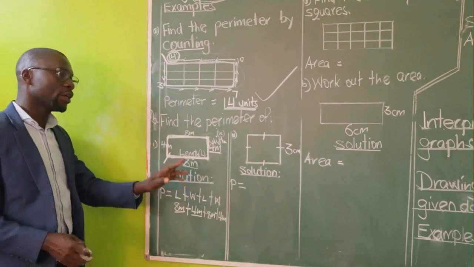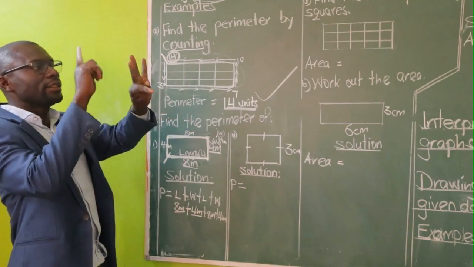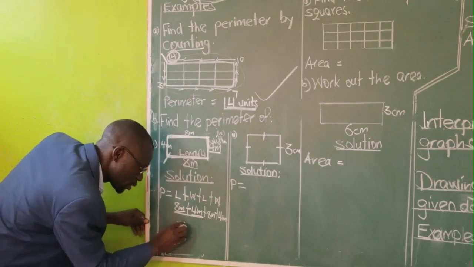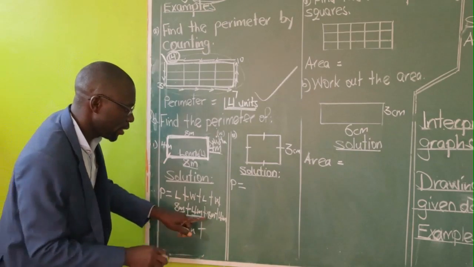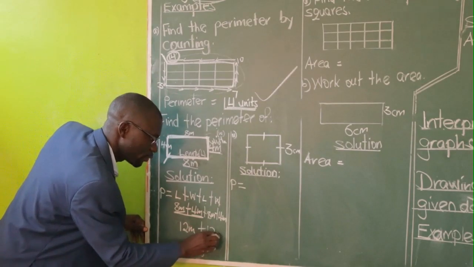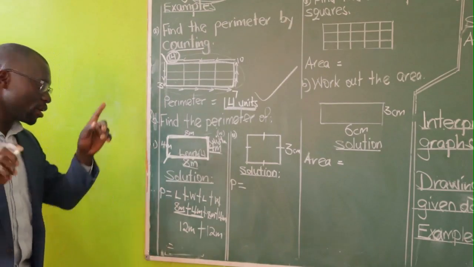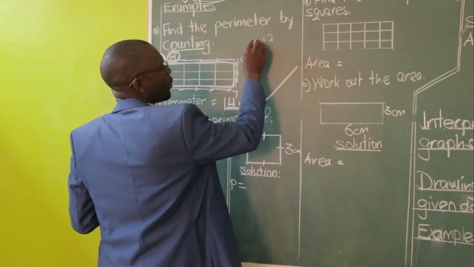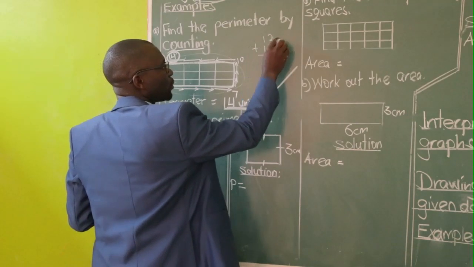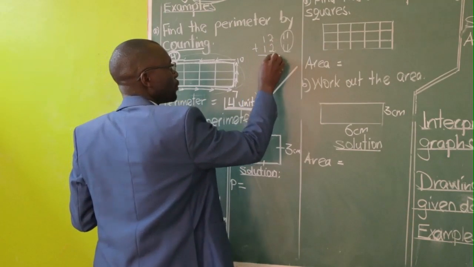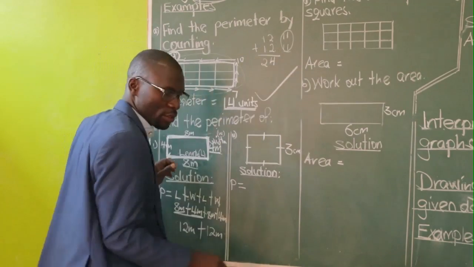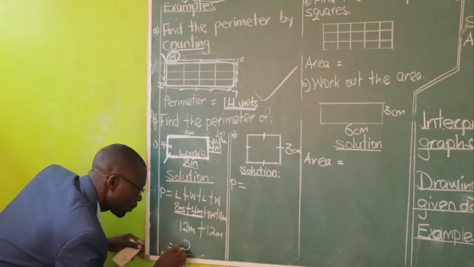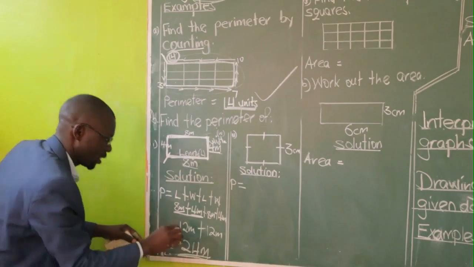So 8 plus 4, you can have 8 and say 9, 10, 11, 12. So 8 plus 4 is 12 meters. And then 8 plus 4, so we can have 12 meters. Now, what is 12 meters plus 12 meters? The answer is very simple. You can look here and say 12 plus 12. 2 plus 2 is 4. And then 1 plus 1 is 2. So that is basically 24. So the perimeter for that rectangle is 24 meters.